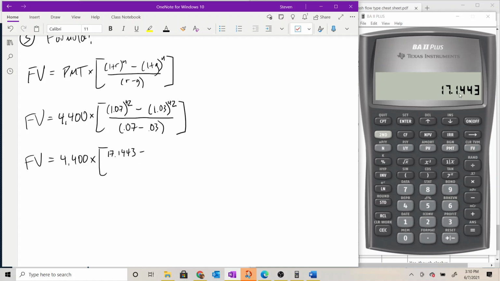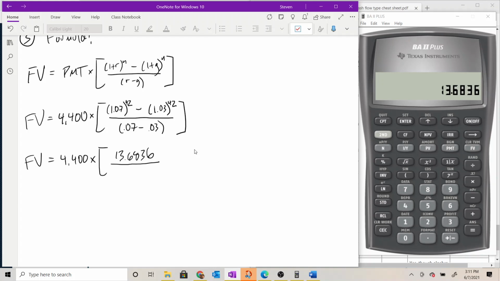All right, so while this is on the display, the 17.1443, I'm going to say subtract then 1.03 raised to, or y to the x, 42, equals, and when I do that, it's going to do the exponent. It raised 1.03 to the 42, and then subtracted that from the 17.1443. And so the total value there is 13.6836. So that's the total numerator value.